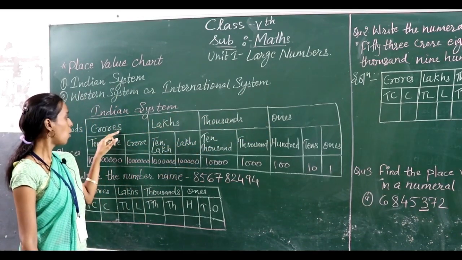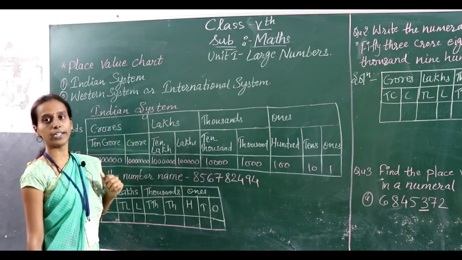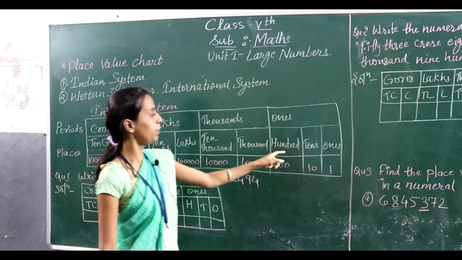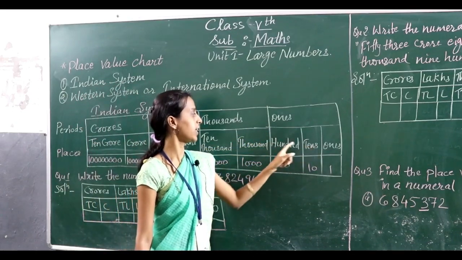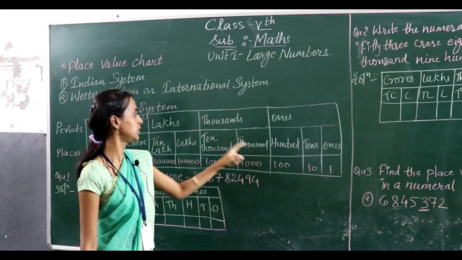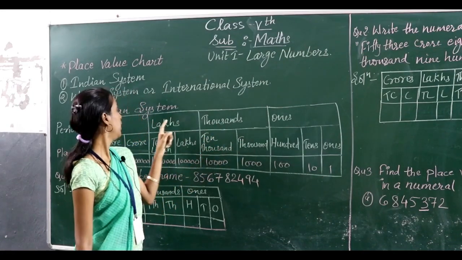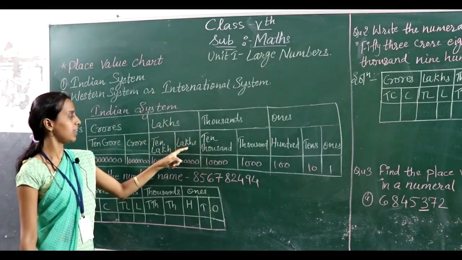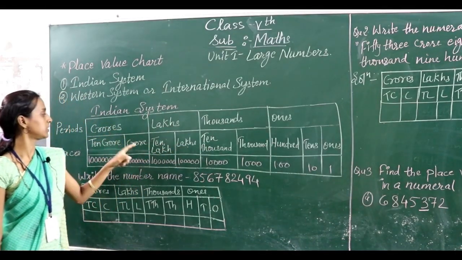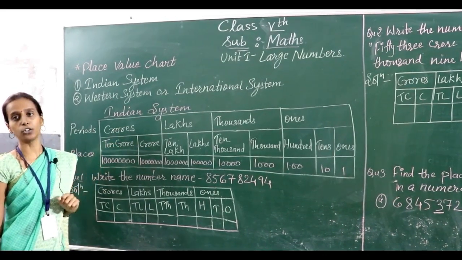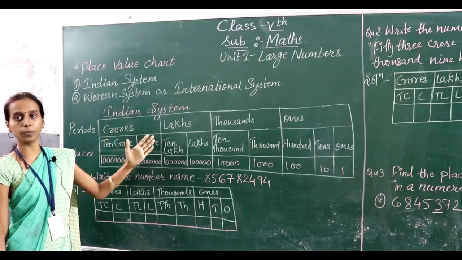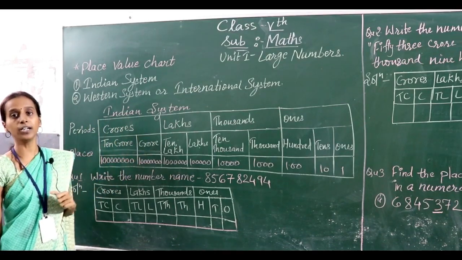Now all these 4 periods are subdivided into different places. In ones there are 3 places, that is ones, tens and hundreds. In thousands there are 2 places, thousands and ten thousands. In lakhs there are 2 places, lakhs and ten lakhs. And lastly in crores there are 2 places, crores and ten crores. So in this way the Indian system is divided into 4 periods, and each period is divided into different places.